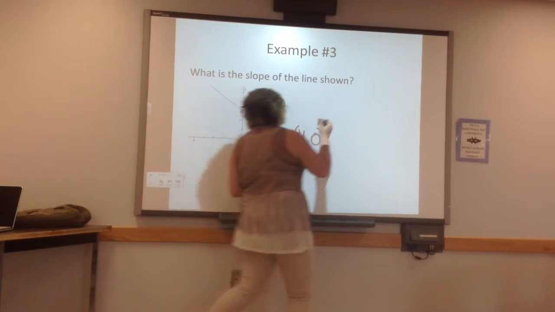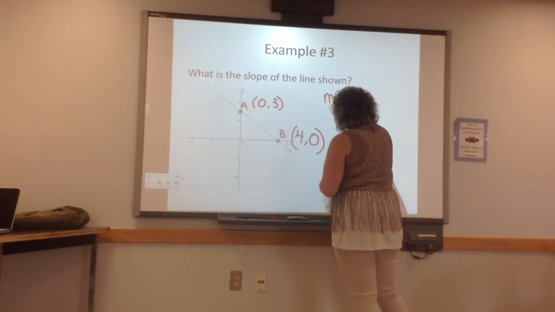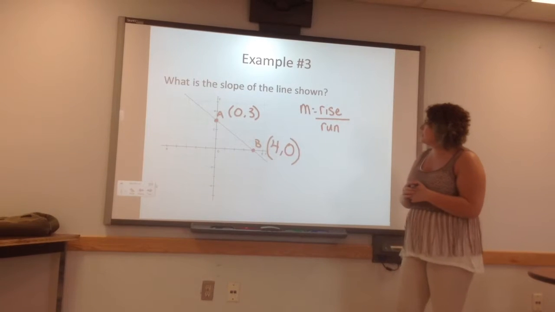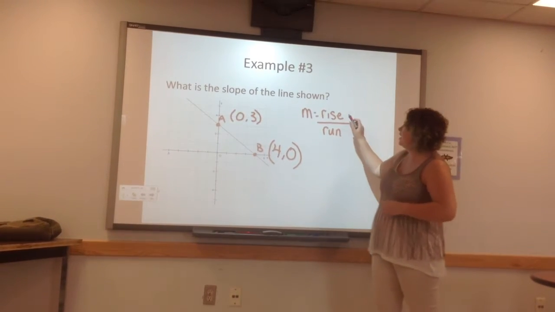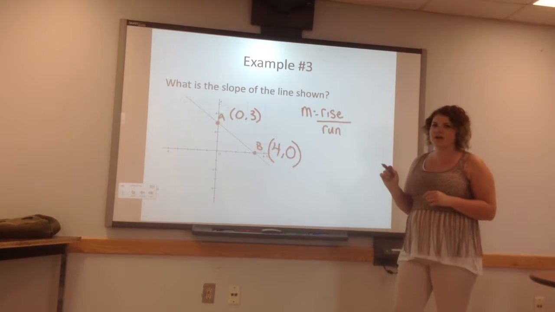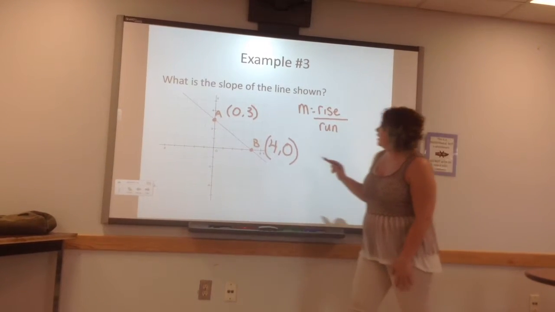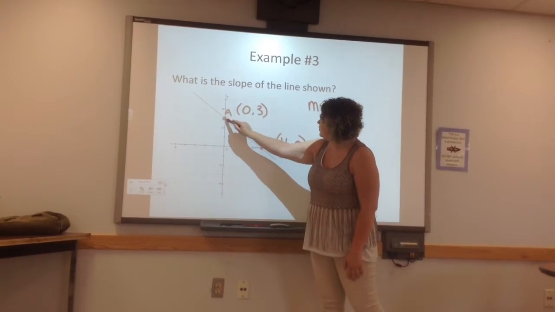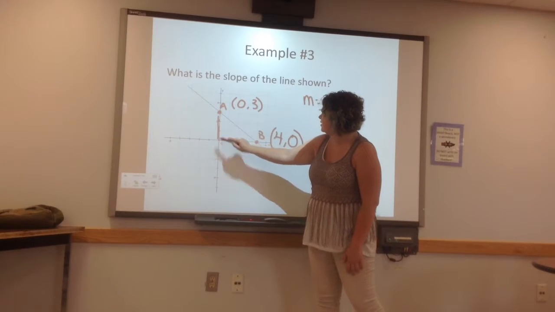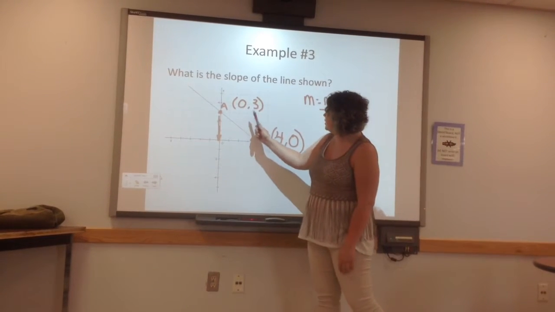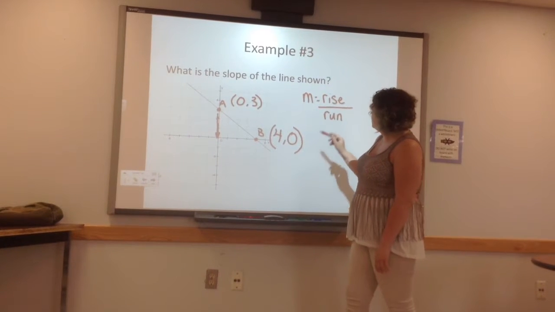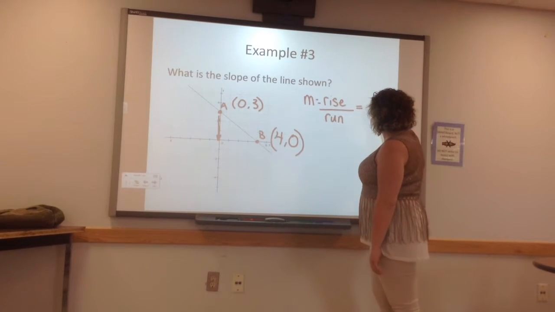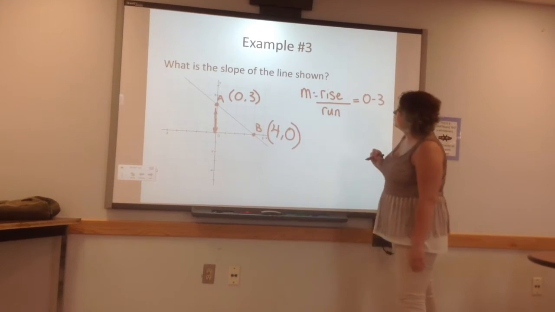Okay, so let's write our formula. So we have rise over run. So remember I said our rise is always talking about our y values. Okay, so to get from here to here, we have to fall, right? We have to go down there. So what we could write then is we want to find the distance from here to here. So it would be 0 minus 3.